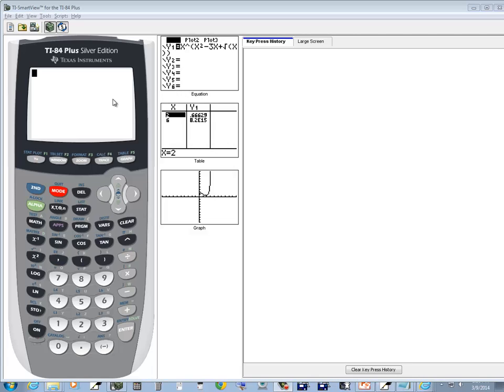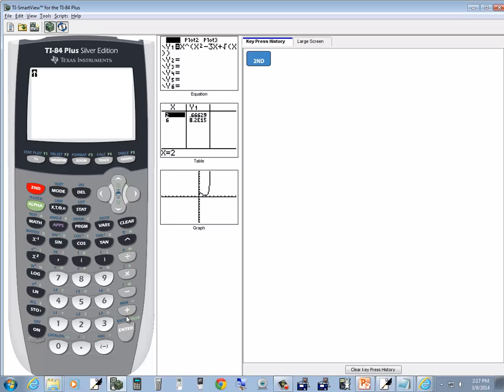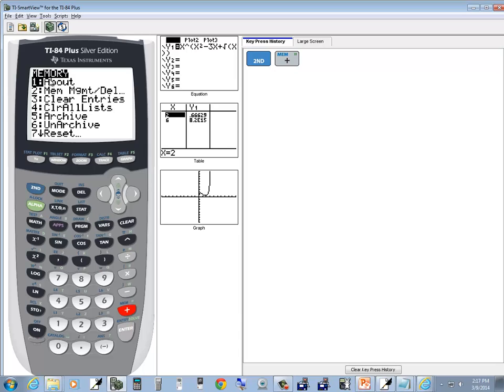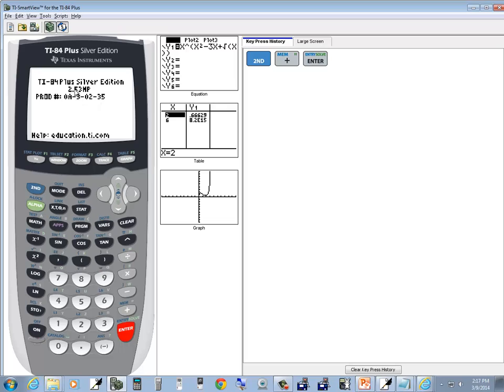Let's take a look at graphing on the TI-84 Plus Silver Edition MP version. How can you tell if you have that or not? Well, if you press second and then plus to go into your memory, About is already highlighted, so you press enter on it. You see how mine says 2.53 MP? You may not have 2.53, but the MP refers to MathPrint.